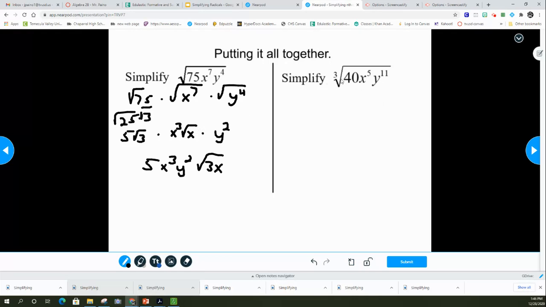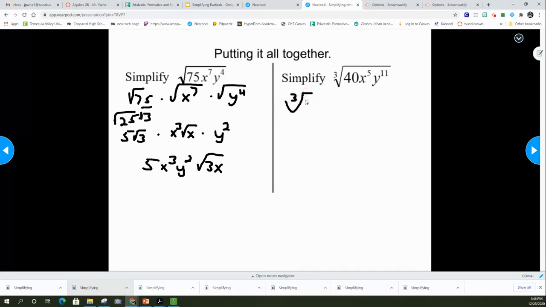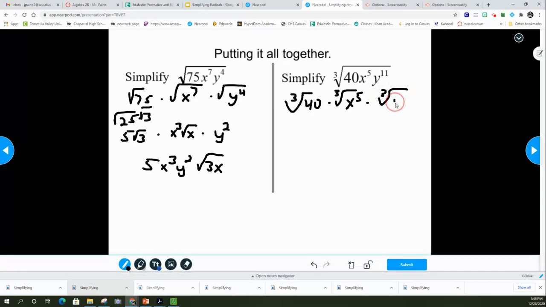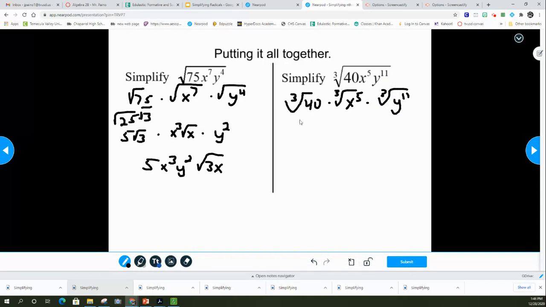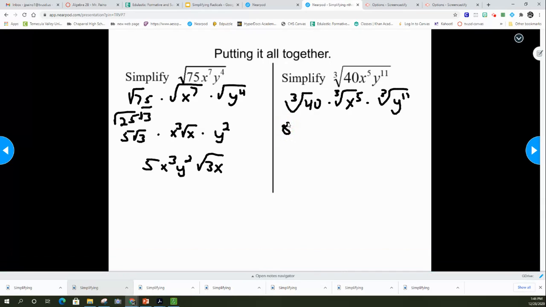All right, so if we do another one, now we have a cube root. So now I'm going to be dividing the exponents by 3, but I've got to do the cube root of 40. All right, so if I separate it, cube root of 40 times the cube root of x to the 5th times the cube root of y to the 11th. All right, so the cube root of 40, that's going to be 8 times 5. Again, I chose 8 because 8 is a perfect cube. The cube root of 8 is just 2. So that's 2 times the cube root of 5.